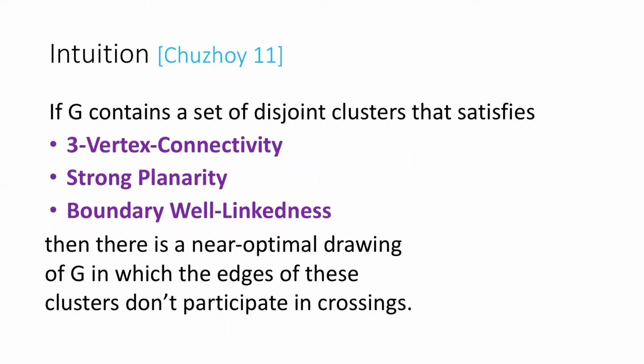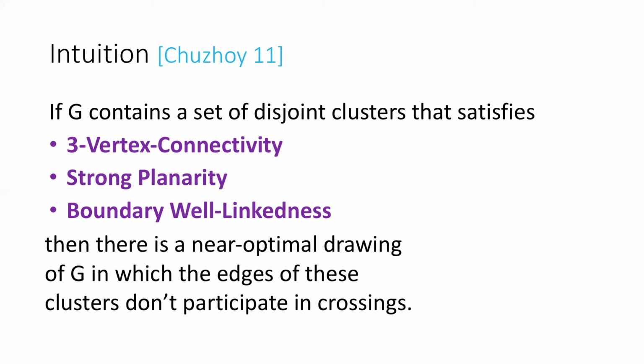Okay. So the intuition comes from the previous paper by Chuzhoy. It indirectly shows that if we are given a graph G that contains a set of disjoint clusters, where the clusters just mean connected subgraphs, that satisfies these three properties, then there's a near optimal drawing of G in which the edges of these clusters don't participate in the crossings. Okay, so these three properties are three vertex connectivity, strong planarity, and boundary well linkedness.